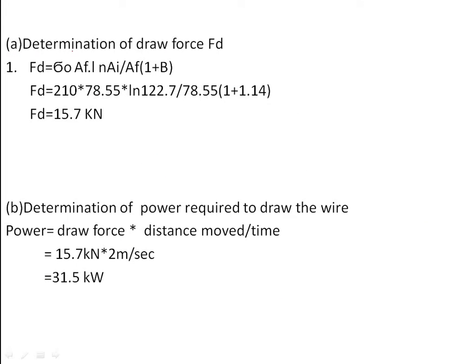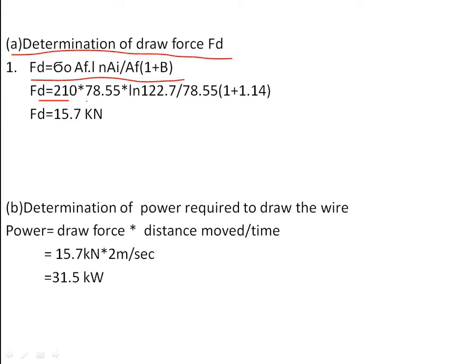Next, what you are going to find here is the determination of draw force FD. So FD is equal to sigma naught AF ln AI by AF into 1 plus B. So substitute the values as per the formula.